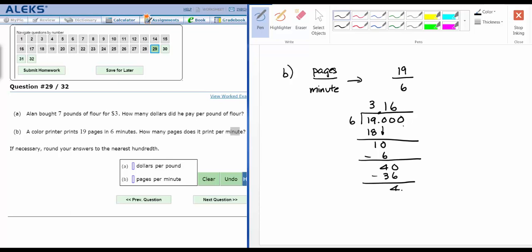Get 4 again. Bring down the 0, and you can see that we're going to start repeating our 6's. Again, we have 3.166. We only want to round to the hundredths place. We look at the place behind it, which is 6, which is greater than 5, so we bump up 6 to 7. So we have 3.17.